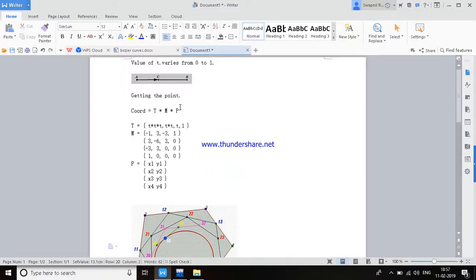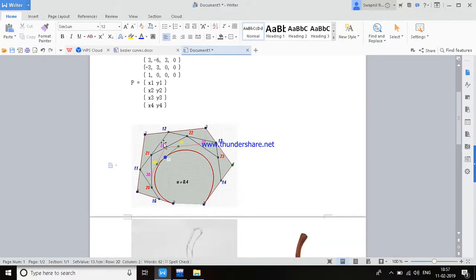When we put a value of t, for example, if a line is given and the value of t varies from 0 to 1, then if it is 1, we mean the whole line segment AB. But if it is 0.5, we mean only half the line, starting from A to some midpoint which can be C. So accordingly, when we change our value of t, we get only a portion of the line.